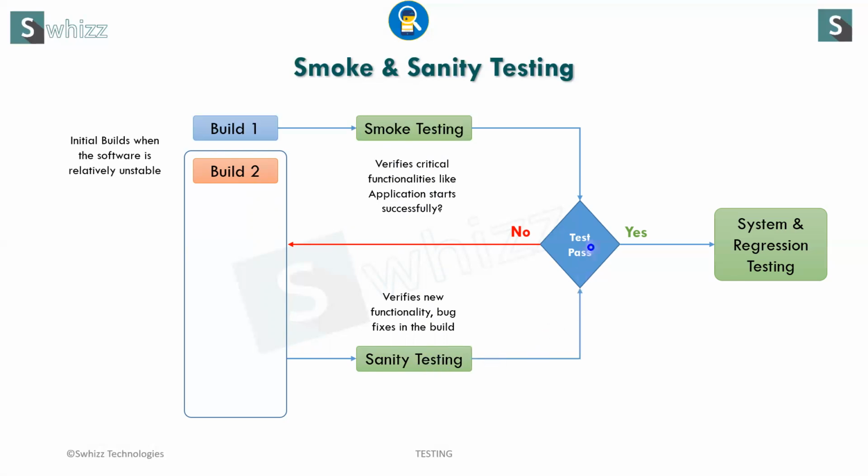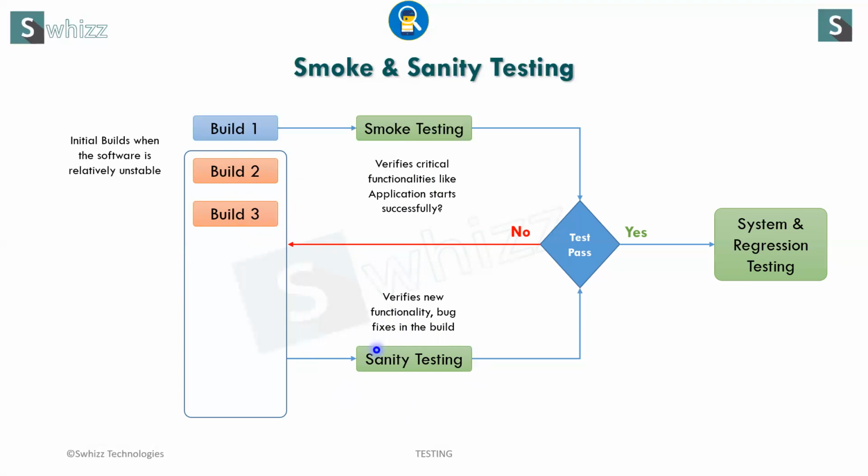If the results pass, you can happily go on to system testing and the regression testing. If not, and that particular functionality still has some bugs, you will reject this build again and report the bug to the development team. The team will fix it again, and now they will send build 3. Build 3 is nothing but the build with some bugs fixed.